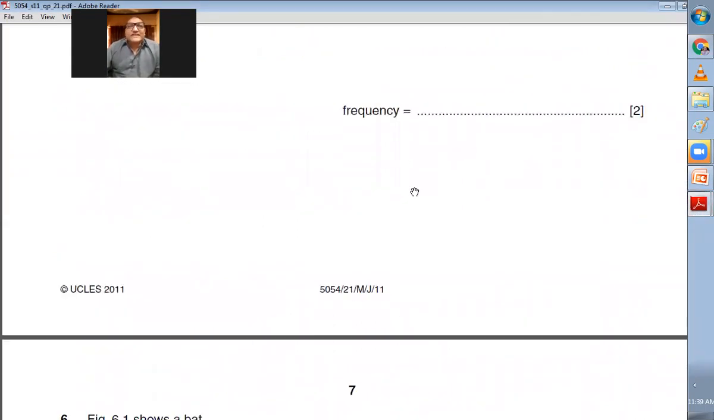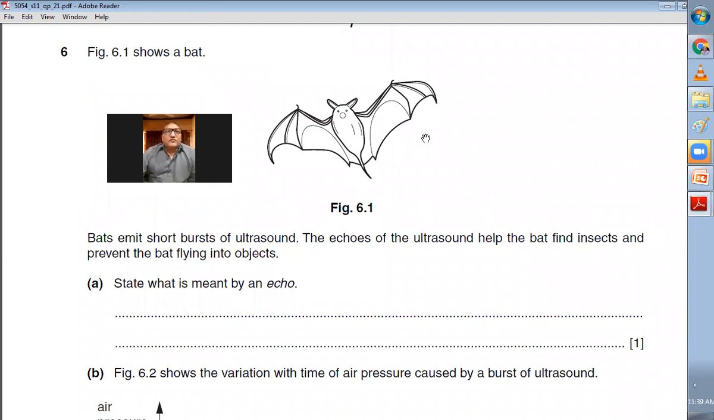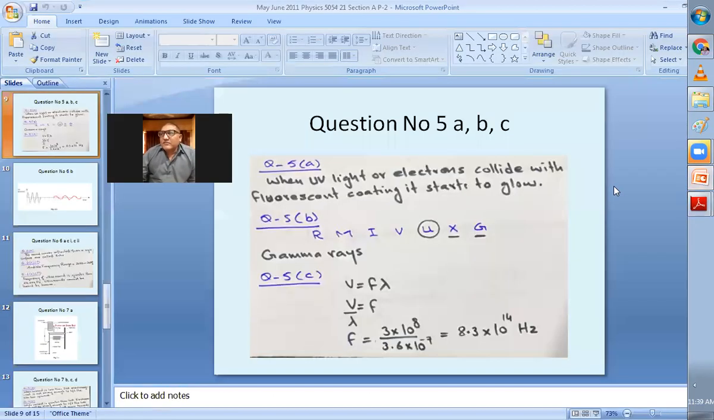The next question is question number 6, showing on your screen. Figure 6.1 shows a bat emitting a short burst of ultrasound. The echoes of the ultrasound help the bat find insects and prevent the bat from flying into objects. Question 6A: state what is meant by an echo. Echoes are the sound waves which are reflected from a rigid body. So the sound waves which come back after reflection from a rigid body, those reflected sound waves are called echoes. I have written this in my answer also.